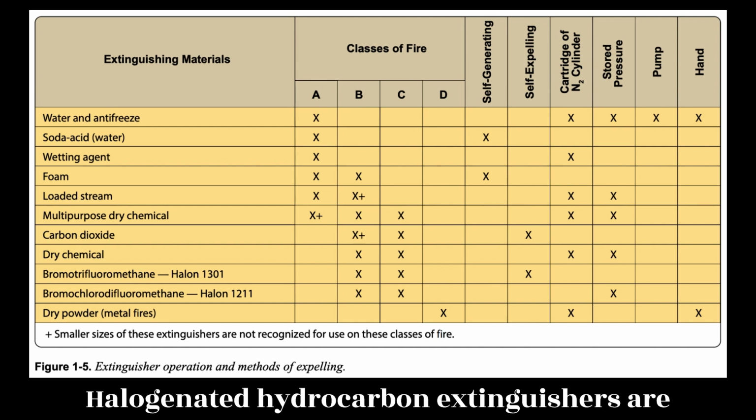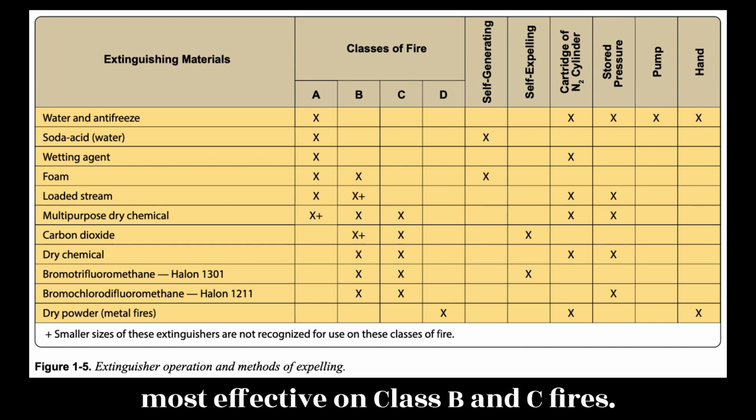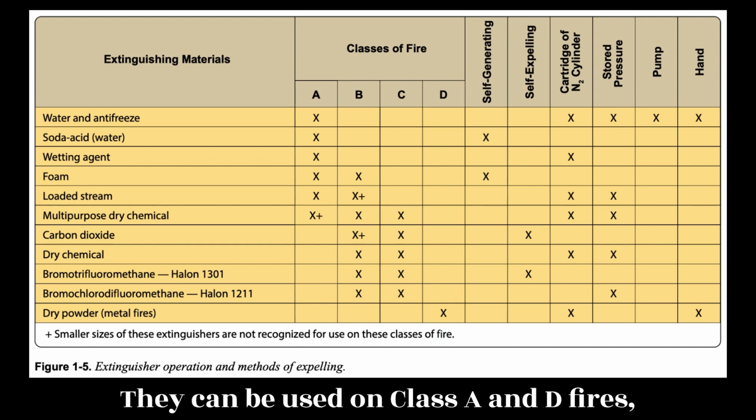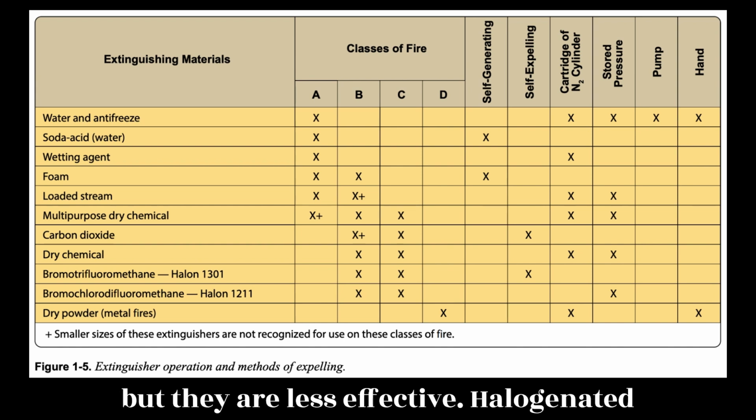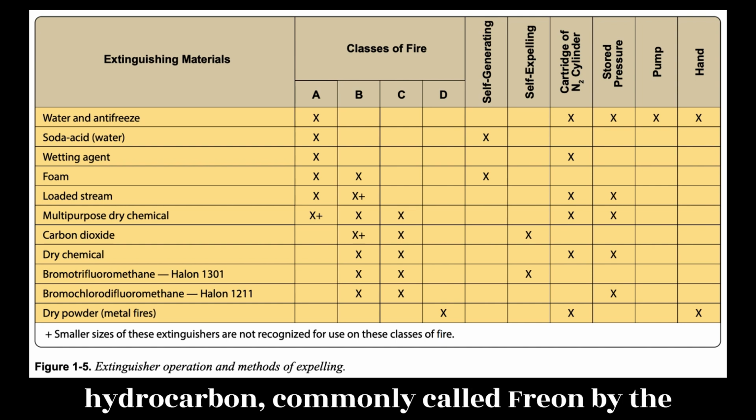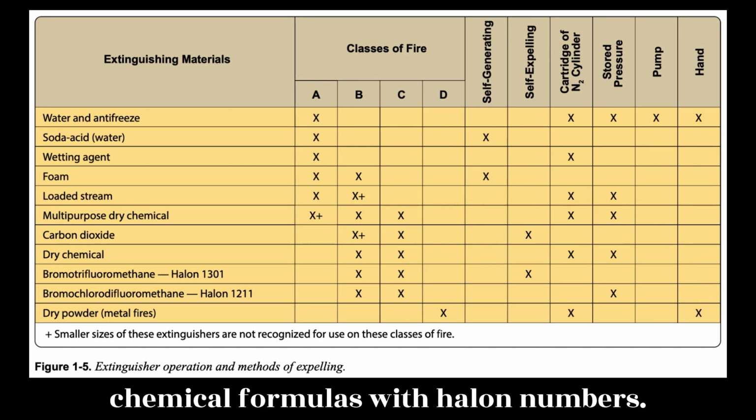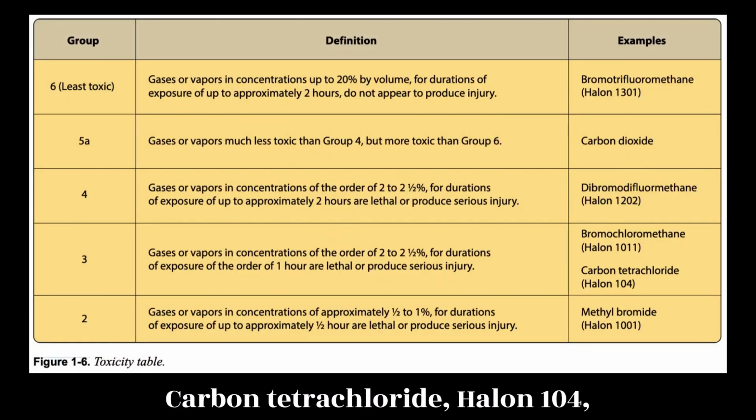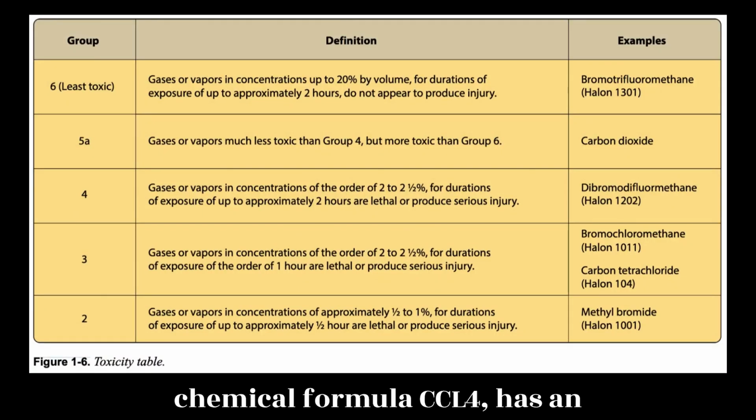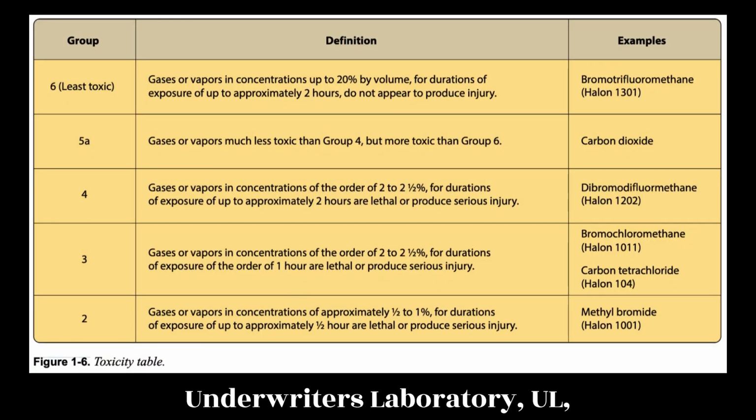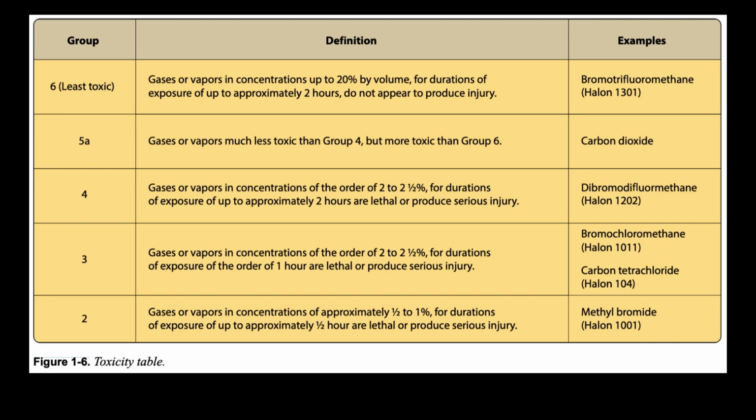Halogenated hydrocarbon extinguishers are most effective on Class B and C fires. They can be used on Class A and D fires, but they are less effective. Halogenated hydrocarbon, commonly called Freon by the industry, are numbered according to chemical formulas with halon numbers. Carbon tetrachloride, halon 104, chemical formula CCl4, has an Underwriters Laboratory, UL, toxicity rating of 3. As such, it is extremely toxic. Figure 1.6.